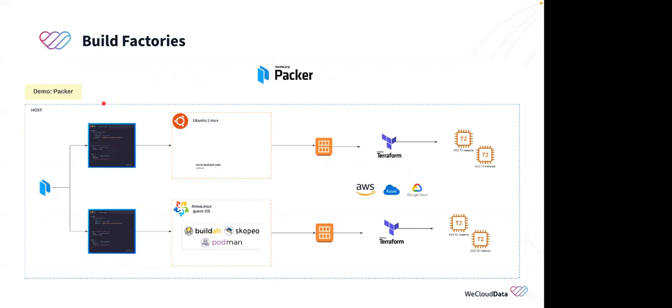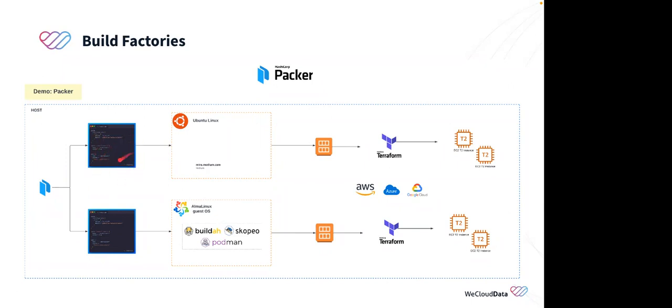So let's walk through this and see how this actually works. So at the beginning is this tool called HashiCorp Packer. HashiCorp Packer is a very powerful tool that is basically an image building tool. So that's why I'm calling this build factories. So you build your image with HashiCorp Packer using this code file called a Packer file.